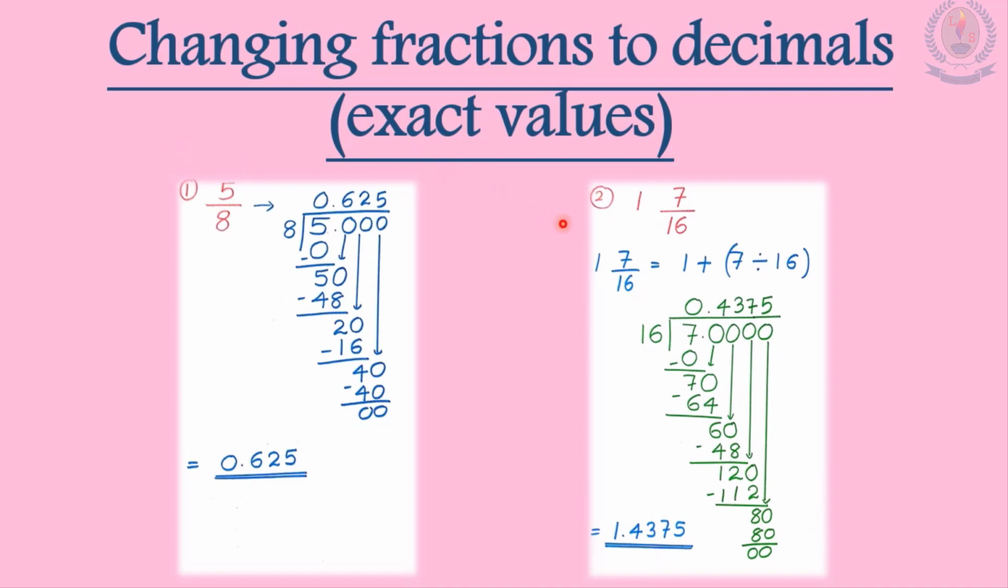Second one, 1 and 7 out of 16, right? 1 is the whole number, 7 out of 16 is the fraction part. So we have to convert that fraction part into a decimal. The fraction part is 7 out of 16. 7 is the numerator and 16 is the denominator. So 7 should go inside and 16 should go outside. Then this is the way of doing long division. Then the answer should be 0.4375. That is the answer when we are dividing 7 by 16, right?